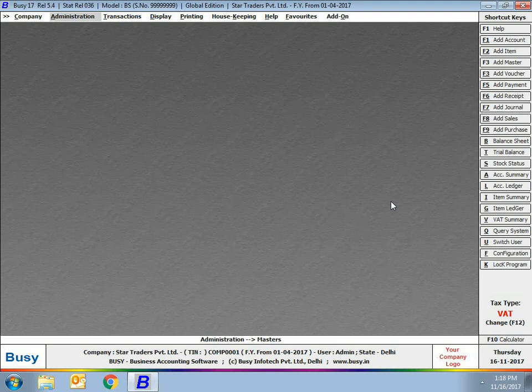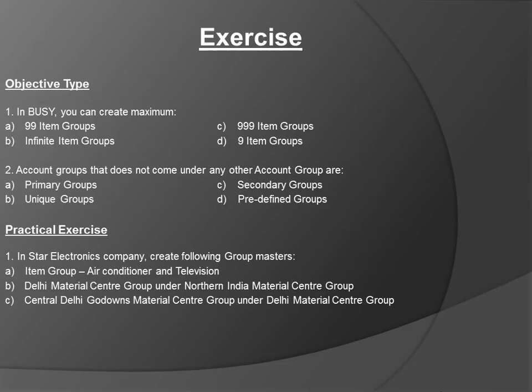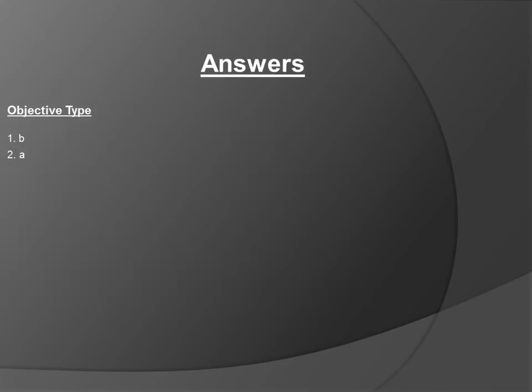In this chapter, we have discussed the creation of account group, item group and material center group. Hope after going through this chapter, you would be able to easily create these three group masters in Busy. At the end of the chapter, we have provided certain exercises. You can view the exercise on the screen and attempt it.